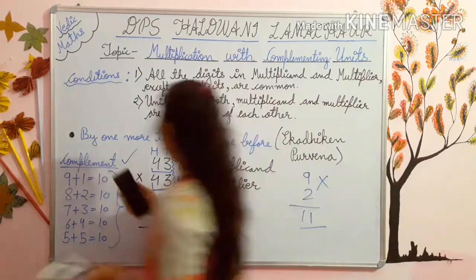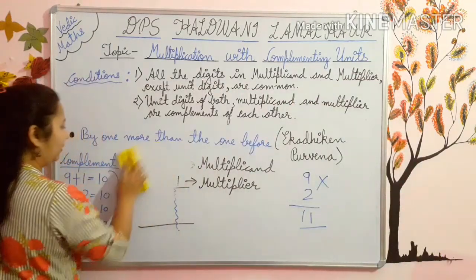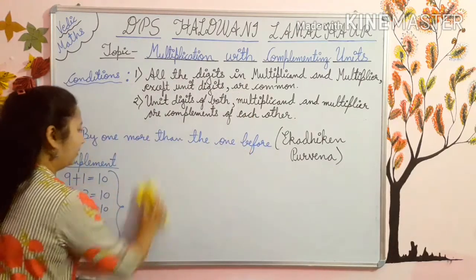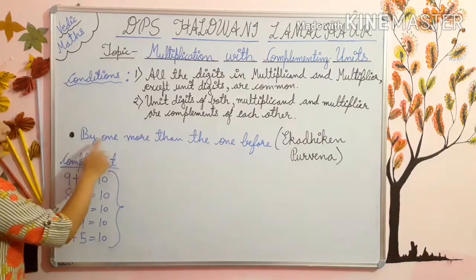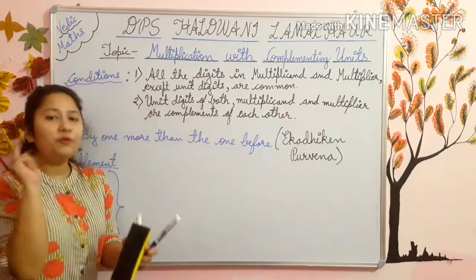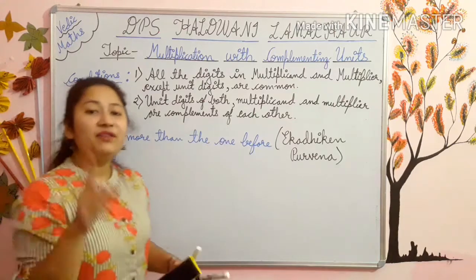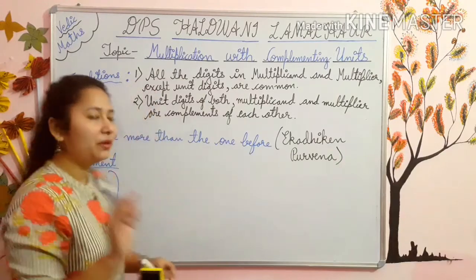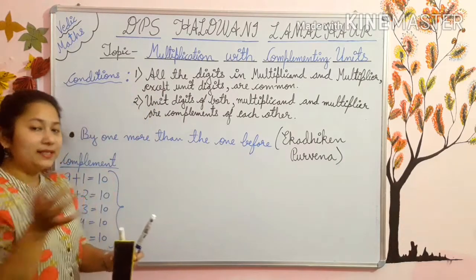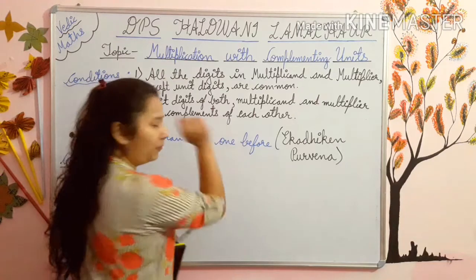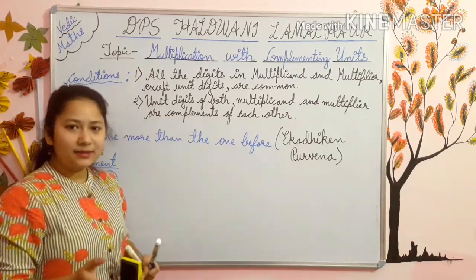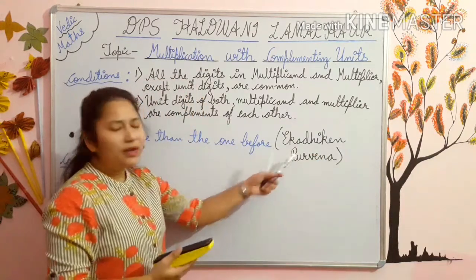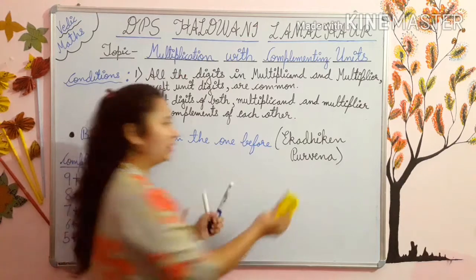Yes students. Now coming to the trick. Your today's trick is "by one more than the one before." If you remember, we have done "by one less than the one before" in our previous videos. But today is "by one more than the one before." In Vedic maths, it is called Ekadhikena Purvena. This you don't have to remember, it's just for your knowledge.